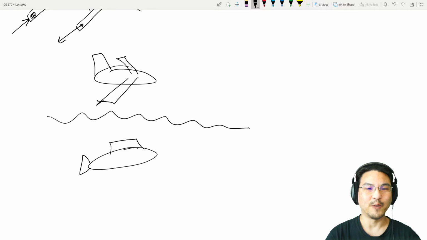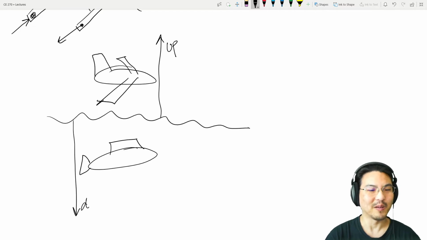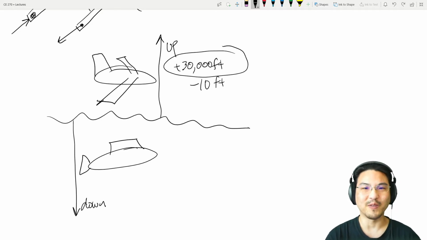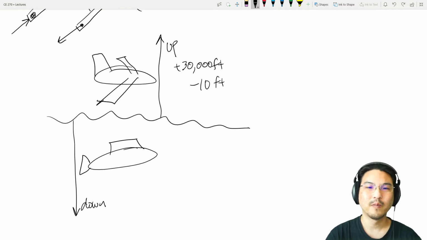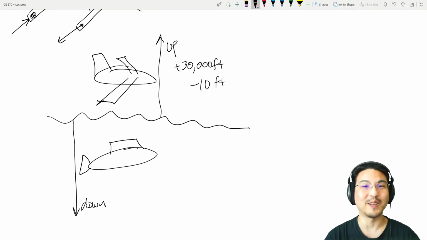Okay, so let's say the airplane pilot will say, I'm going to say upwards is positive. And the submarine pilot will disagree and say, I'm going to pick my coordinate axis where down is positive. So the airplane pilot will say 30,000 feet or negative 10 feet. 30,000, if up is positive, means 30,000 feet above sea level. If up is positive, negative 10 means the plane crashed into the ocean and is 10 feet below sea level.